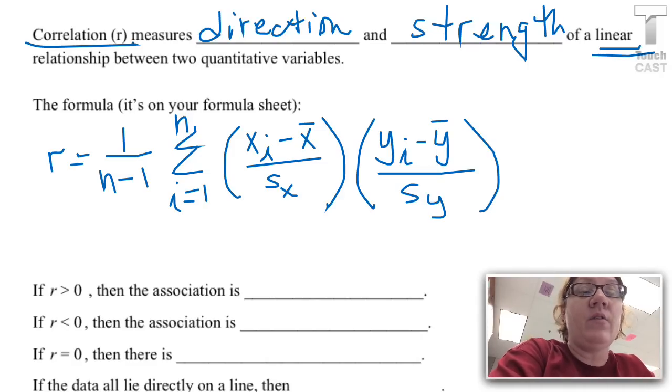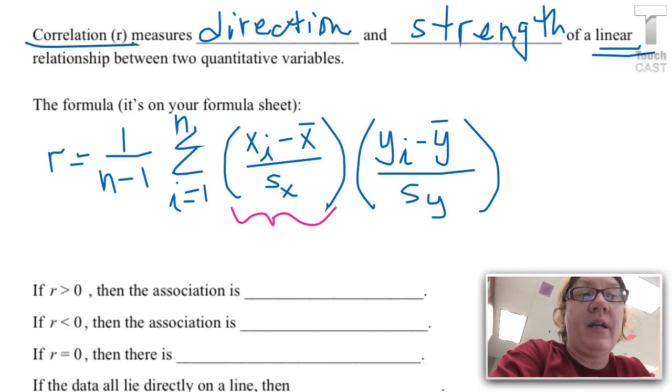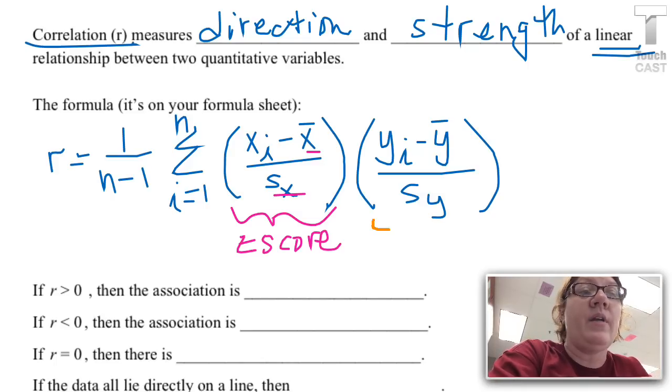But the reality is you've actually seen this very stuff before. If you look at this, I want you to think, where have you seen this before? Where you have an X and you're subtracting a mean and you're dividing by a standard deviation. Hopefully you said z-score. So this is a z-score for the X quantity, and over here this is the z-score for the Y quantity.